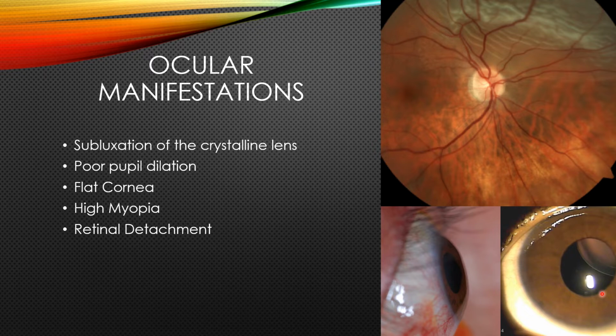Poor pupil dilation as a result of just poor muscle tone. A flat cornea, which we see here. Note that this patient has very little anterior chamber space. Their cornea and their iris are likely touching. These patients, as a result of, again, tissue weakness, can become relatively high myopes. That is a patient whose prescription is usually greater than a -6.